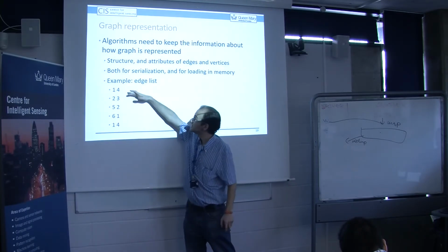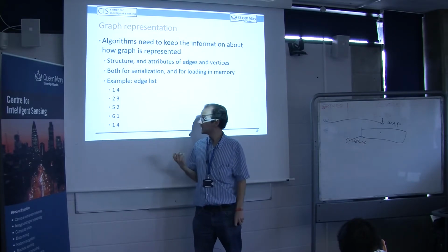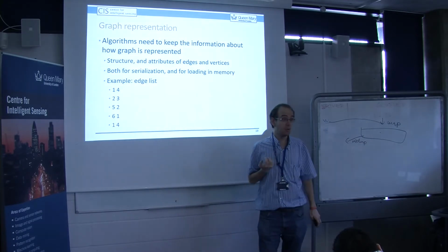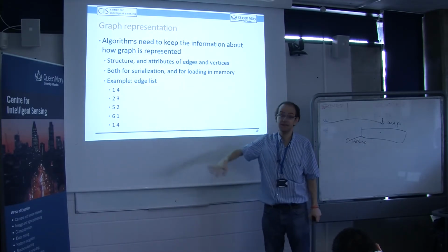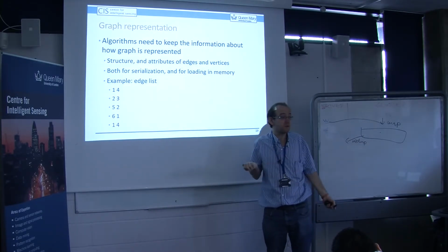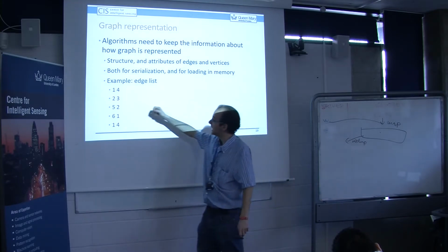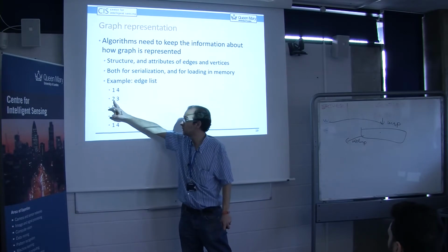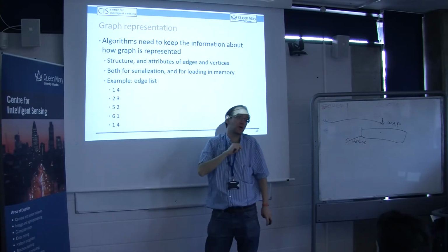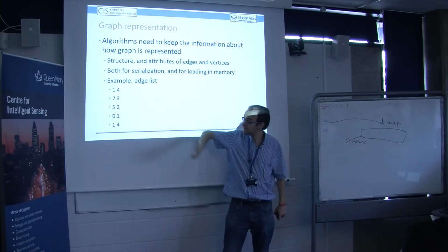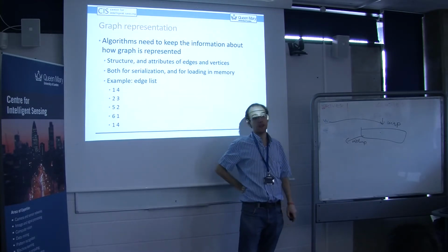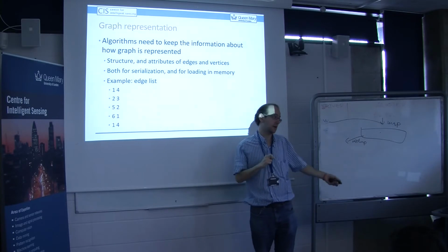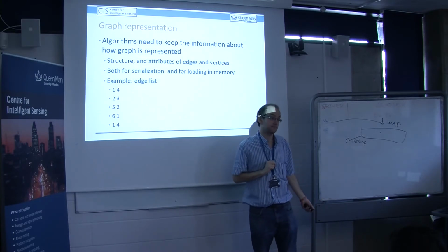But this is simple. We are defining implicitly here what the nodes of my graph are, because if I have the edge 2 to 3, that means that node 2 exists and node 3 also exists. So in general, this is the most common way in which you are going to be serializing a graph into a file or any kind of repository.